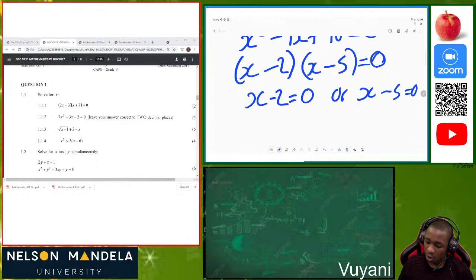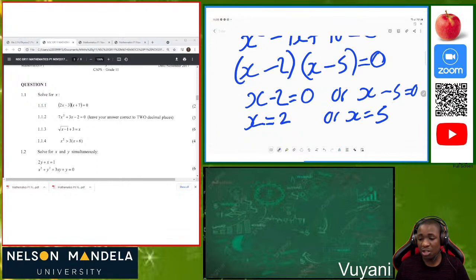Then now your x will be equal to 2, or your x will be equal to 5. I am doing this so that you can see the steps, but basically if you are writing, you can just go from this, and now you can just equate this. Then you can just say x is equal to 2 to waste no time, because when you are writing your exam, you are always timed.